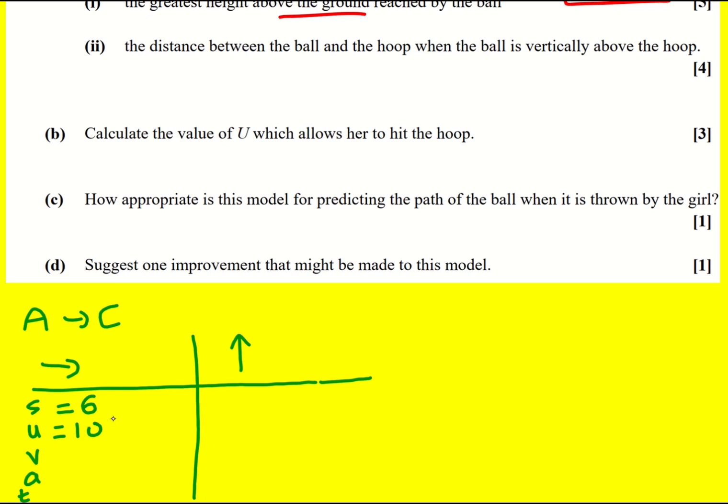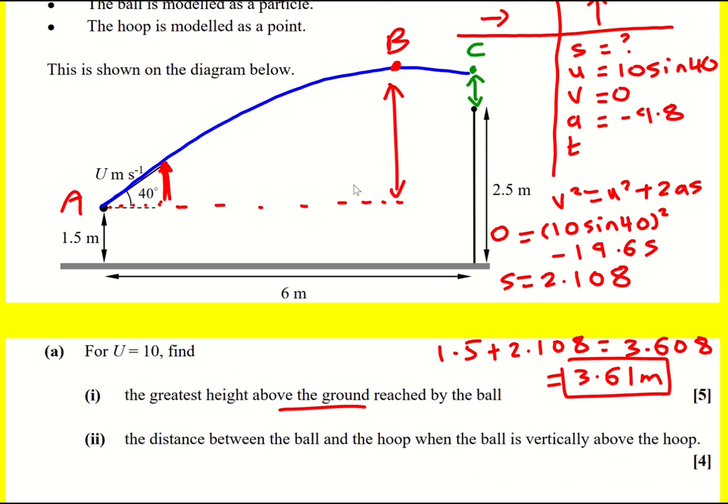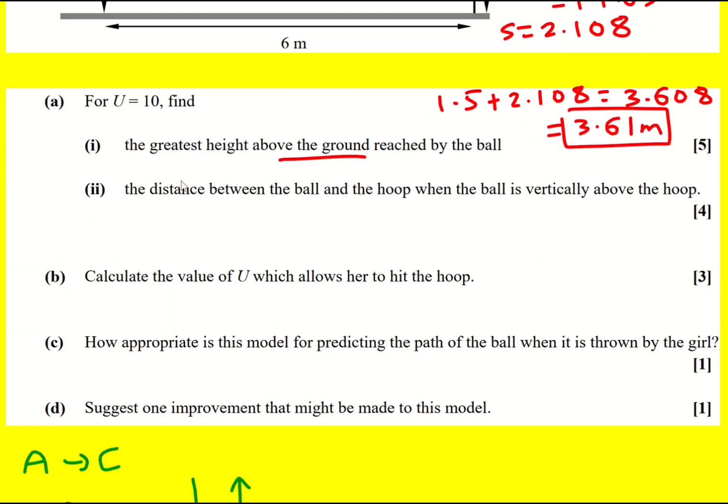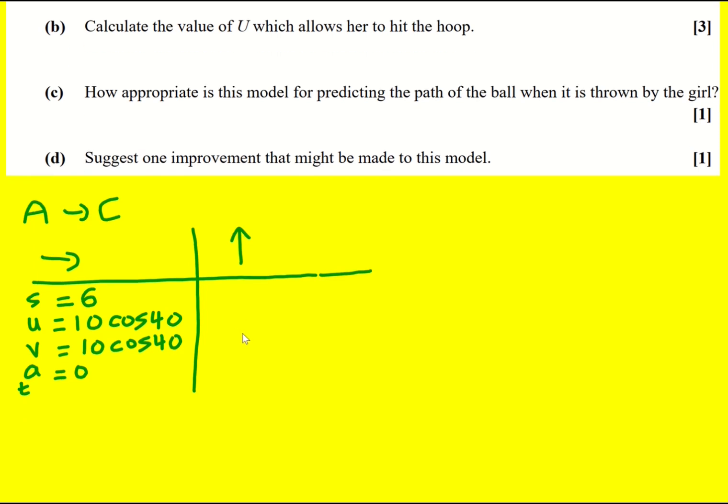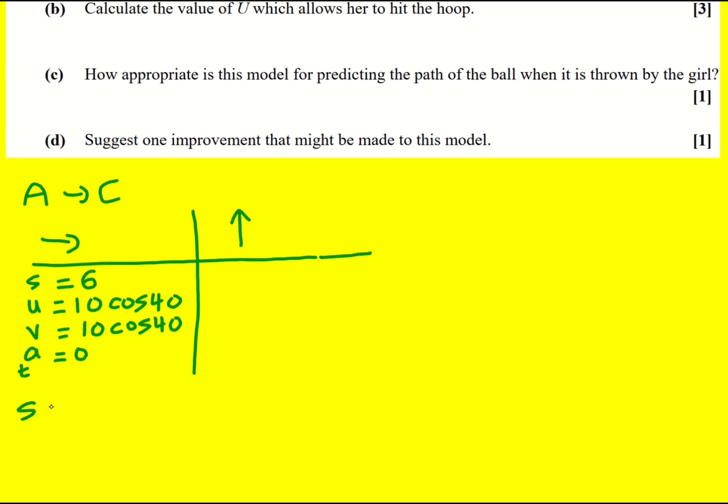And U now is going to be 10 cos 40. We had the vertical component as 10 sine 40, but now it's the adjacent that we're interested in, this one here. In fact, there's no air resistance, so A is 0 and V is actually 10 cos 40 as well. And this turns from Suvat really to just speed equals distance over time, or S equals ut in fact. The half AT squared is just going to be 0. So from that we can work out T. It's going to be 6 divided by 10 cos 40.